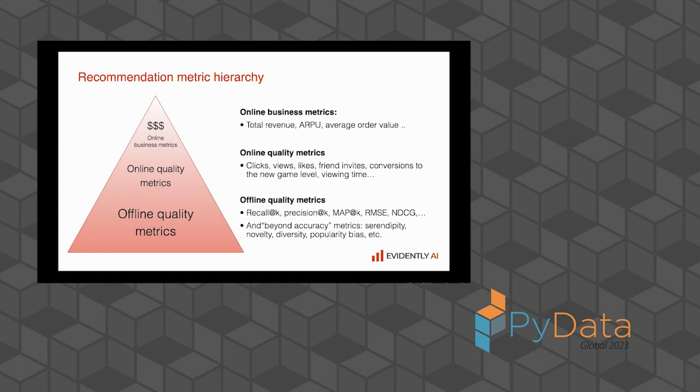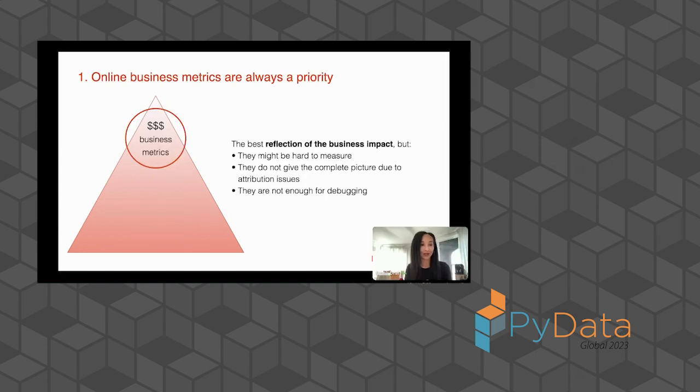Let's take a deeper look at those metrics. So first of all, online business metrics. This is always a priority, right? Because that's the KPI metrics for our service in most cases. These metrics help us reflect the business impact in the best way. Unfortunately, sometimes it might be quite hard to measure such metrics directly.